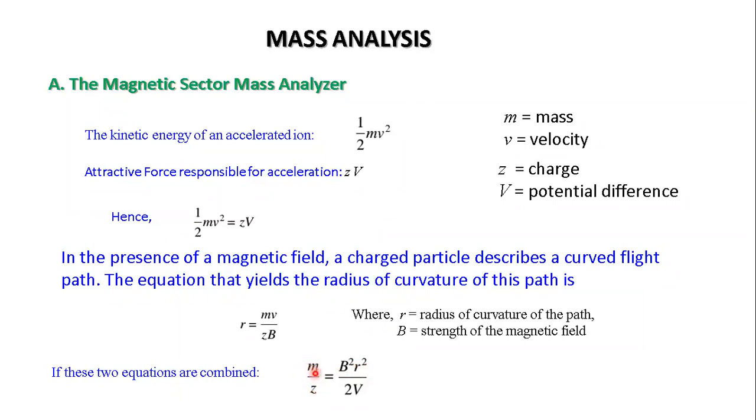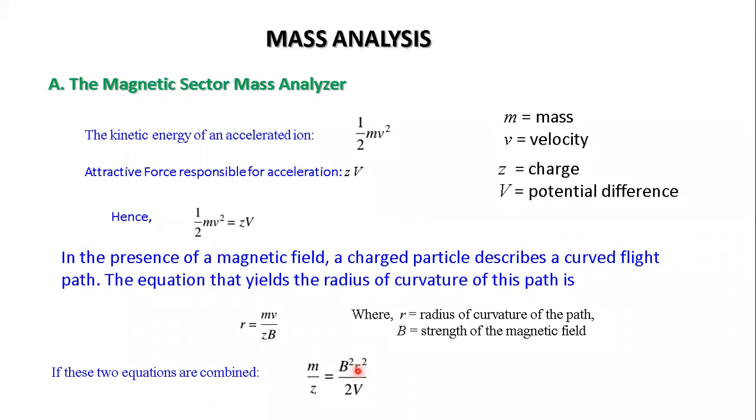So higher the mass by Z ratio, higher will be the curvature. That means a molecule with higher mass to charge ratio will have bigger radius. Suppose if I take a methyl and ethyl, which one will have the higher radius of movement? It is the ethyl, because methyl plus and ethyl plus, ethyl plus will have higher M by Z ratio, so it will have higher R value.